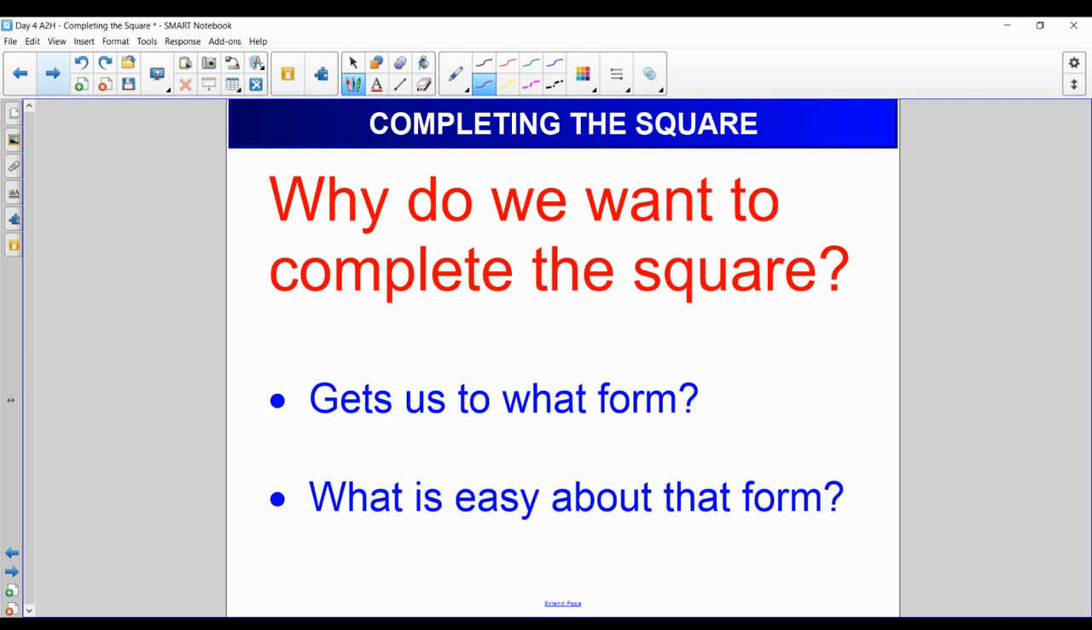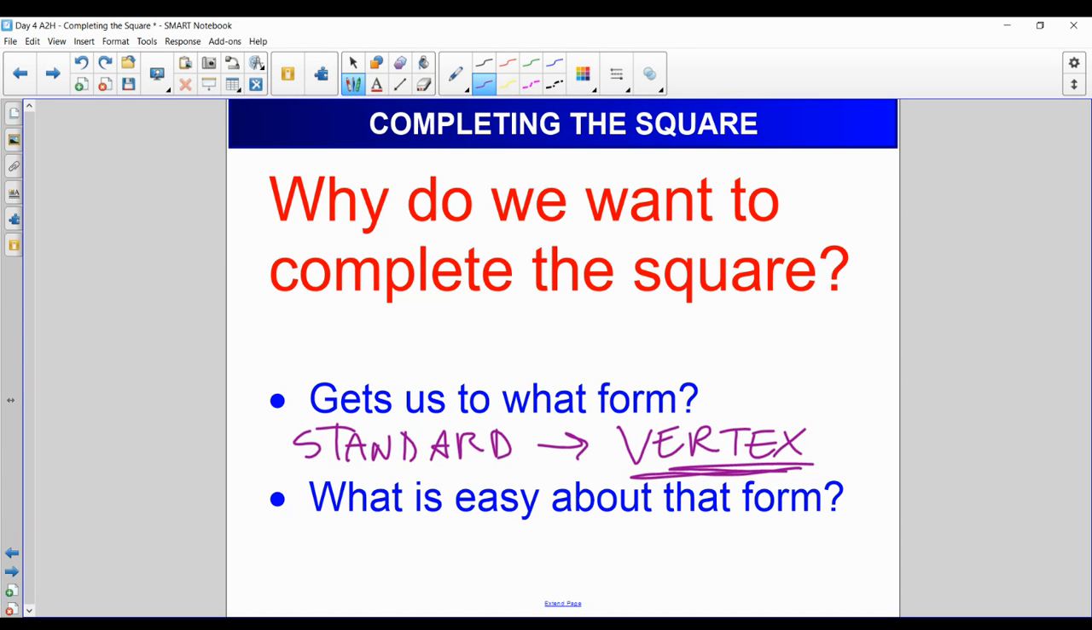Okay, so again, now we know, why do we want to complete the square? It gets us from standard to vertex. Okay, and why would we want to go to vertex form? Well, we want to know the vertex, which is good in math problems because it will tell us the max and the min. We're going to see how that gets applied to application problems next time.